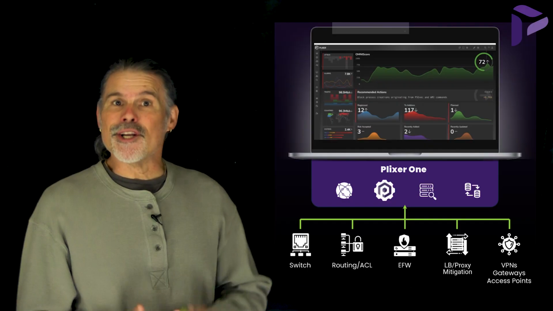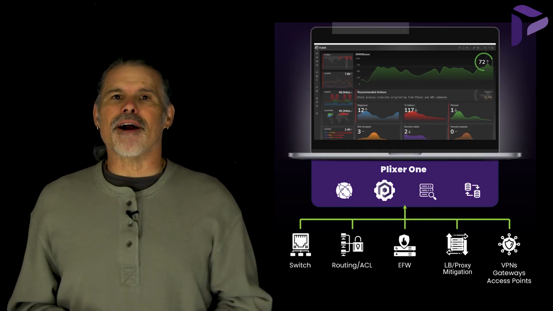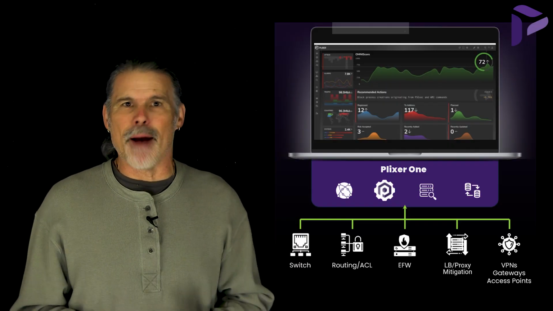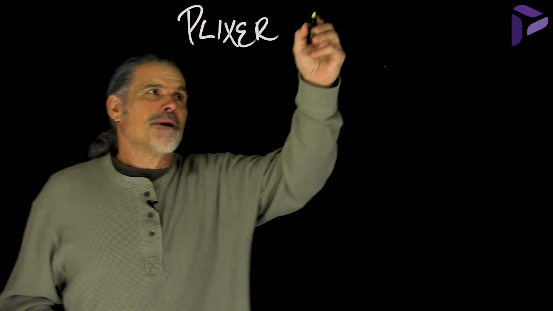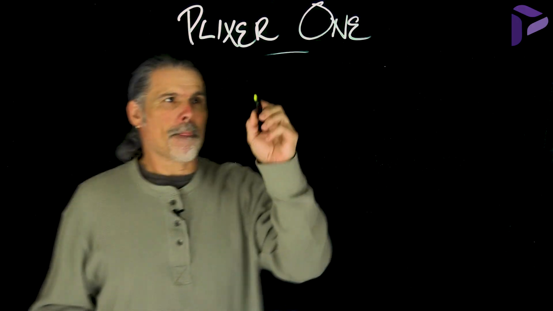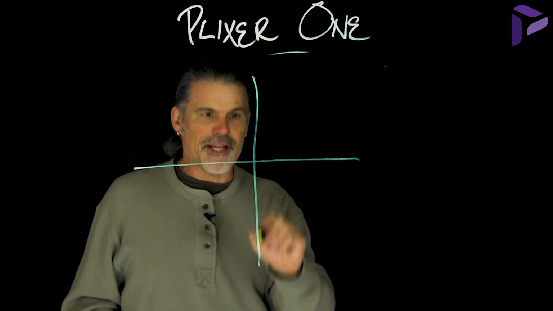The Plixer One Observability and Defense platform allows you to see more, know more, and do more across your entire hybrid infrastructure, offering continuous insight and optimization. So let's take a quick look exactly how Plixer One does that. So let's make our quadrant here.